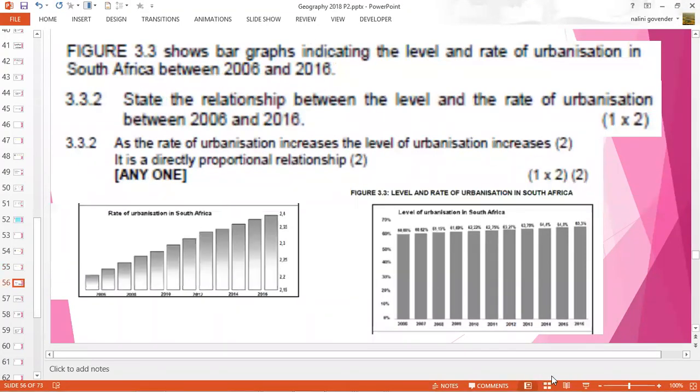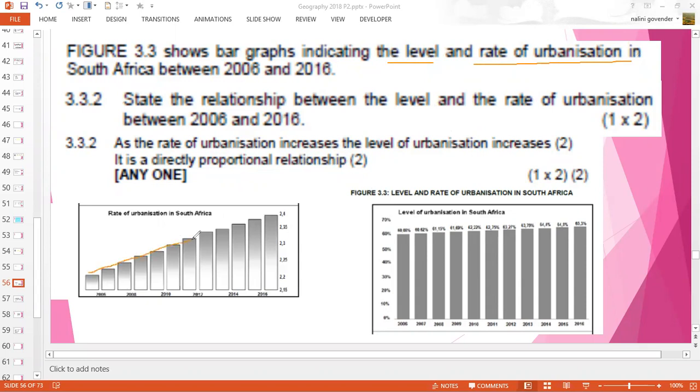Right, let's keep moving on and let's see what questions they are asking us on urbanization again. The other questions being asked now will be speaking about the bar graphs. There are our bar graphs, talking about the level and the rate of urbanization. The level and the rate of urbanization. Now, let's just quickly look at the diagram, our bar graph. There's the rate. The rate is certainly increasing.